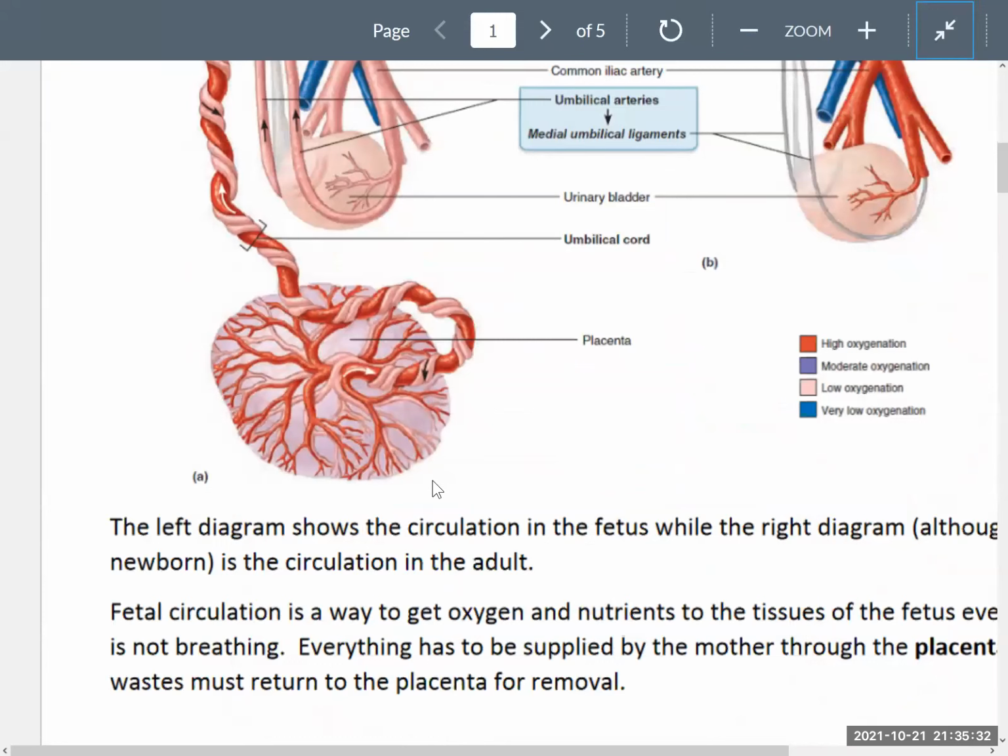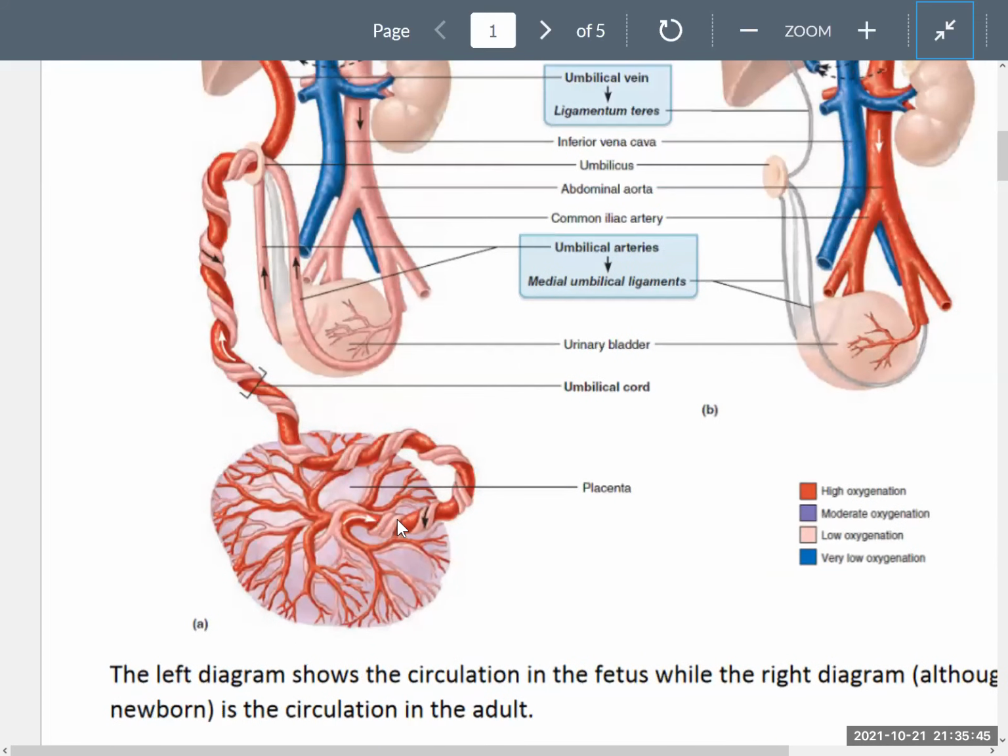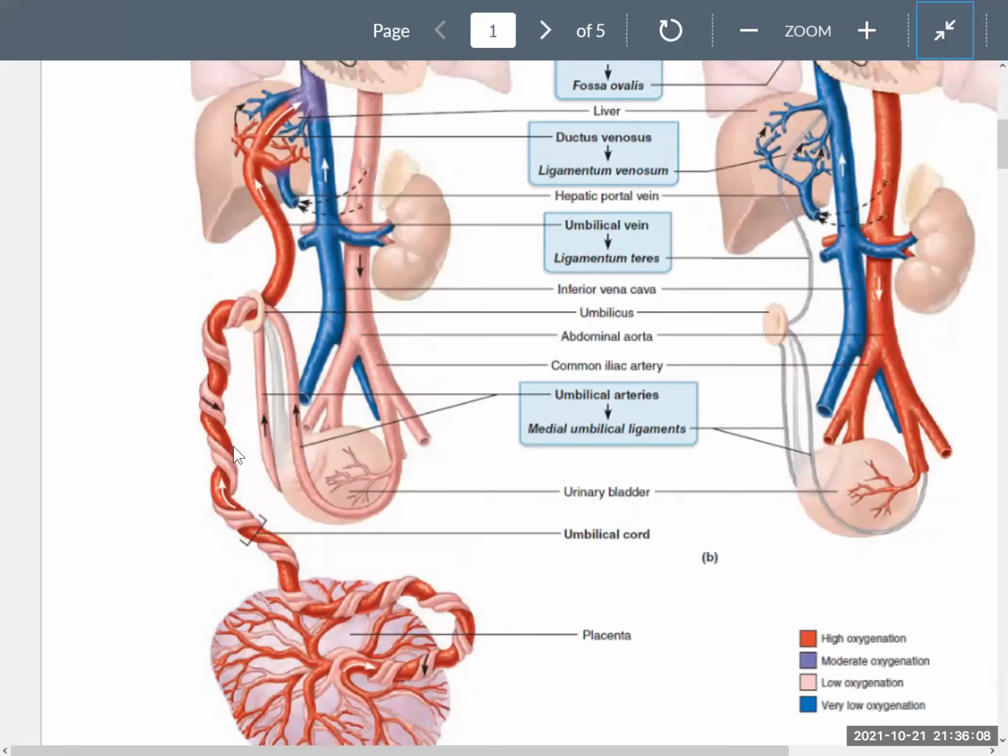The exchange of oxygen and nutrients for the fetus developing in the mother takes place at the placenta. An umbilical cord brings blood and takes blood away from the placenta. Oxygenated blood, in dark red here, is picked up at the placenta and follows the central vessel, which is the umbilical vein.